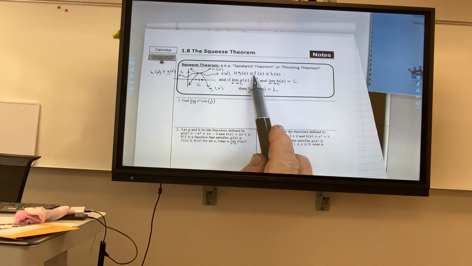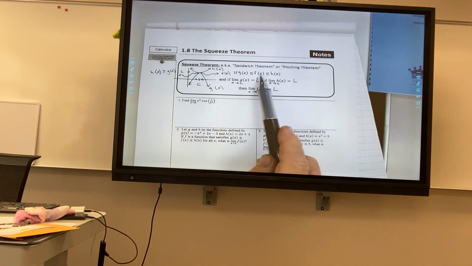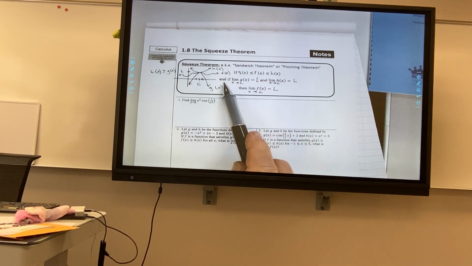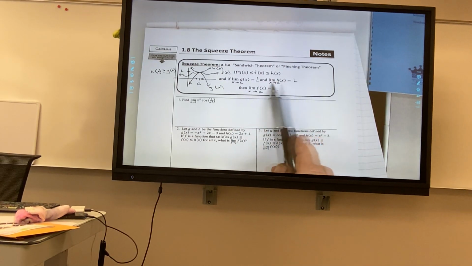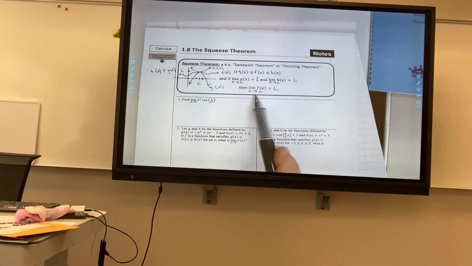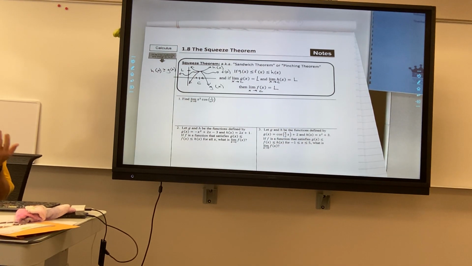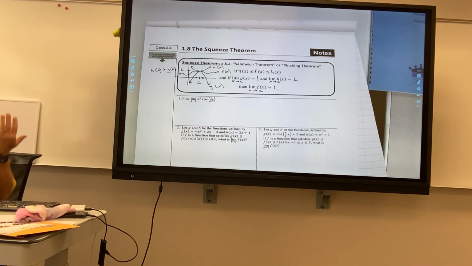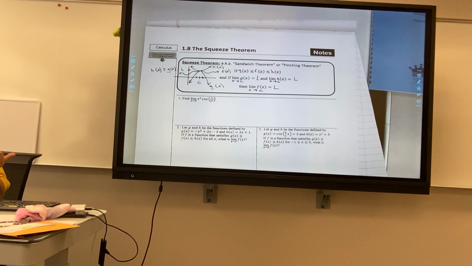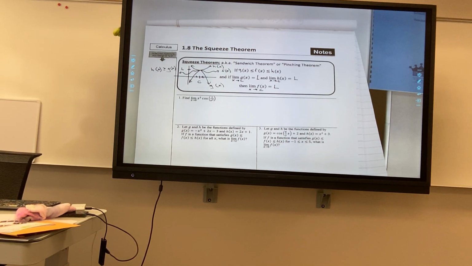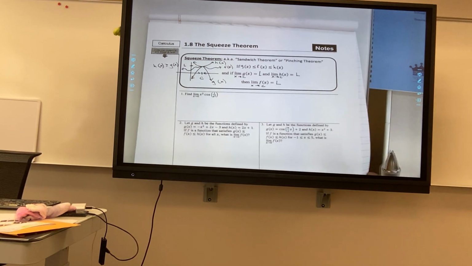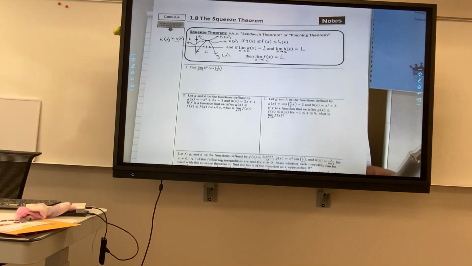If g of x is less than f of x, and f of x is less than h of x, and if both of those have the same limit at c, then that one that's in between has to have that limit. That's what it's saying. Okay? I asked you to state that on the quiz, and since this is your notes, you can simply copy it from these notes. Okay? So let's take a look at this right here. I'll give you an example.